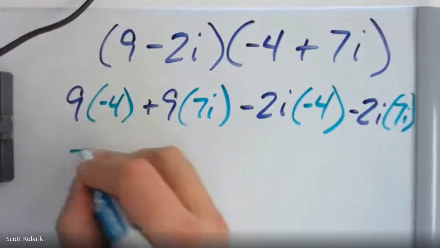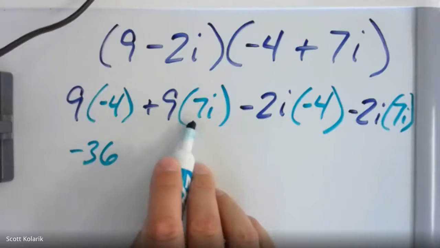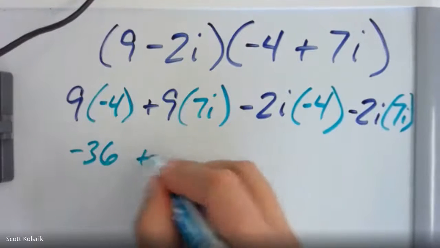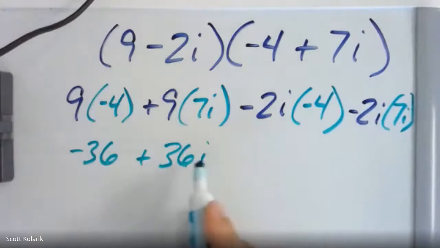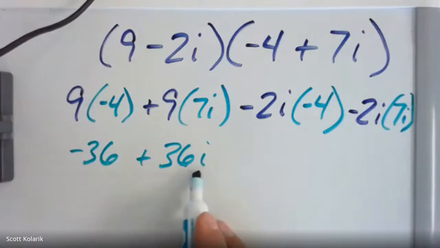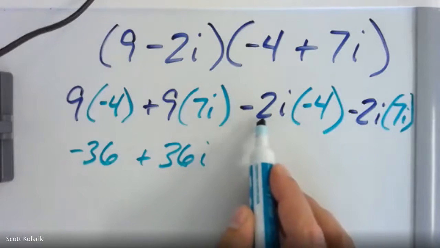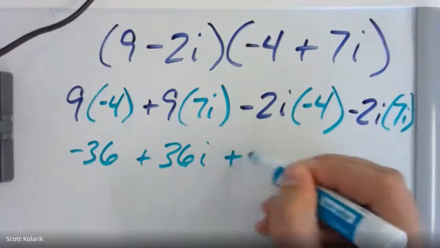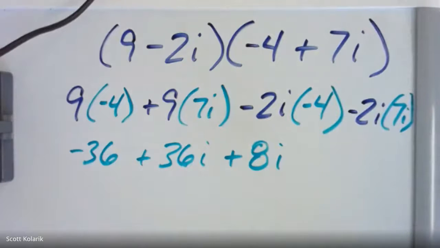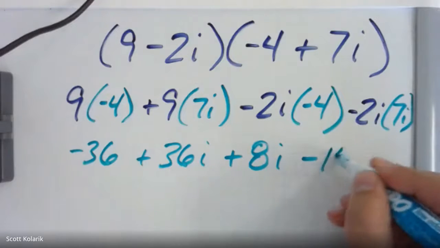9 times negative 4 gives me negative 36. 9 times 7i, I just combine the numbers here, just like I would if this had been an x. So I'd do 9 times 7, which is plus 36i. That just has an i attached to it. So for the record, these are two different values. This one is imaginary. And then in this case, again, just multiply the numbers. Negative 2 times negative 4 gives me positive 8. The fact that it has a letter attached to it, that just stays a letter, just like if it had been an x. And in this case, negative 2 times positive 7 gives me negative 14.